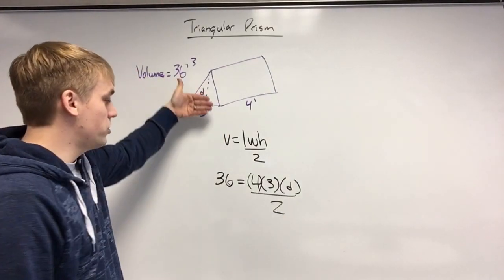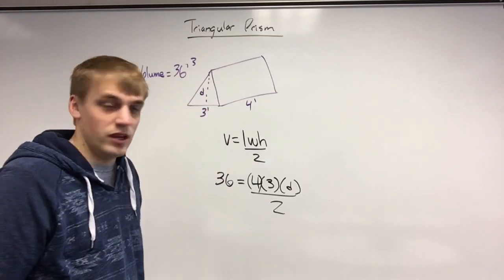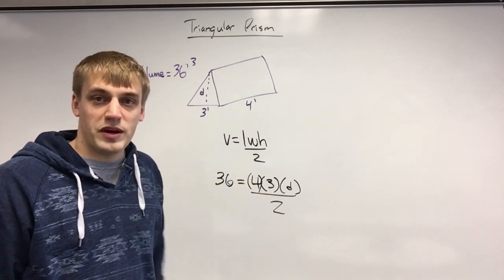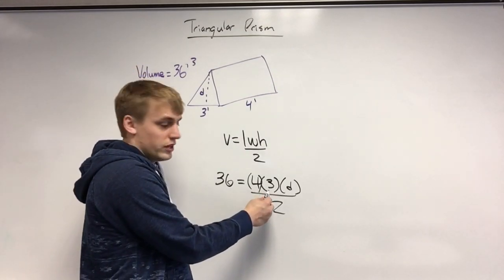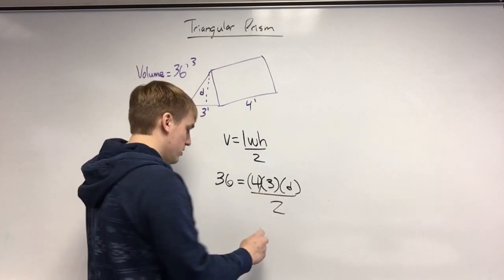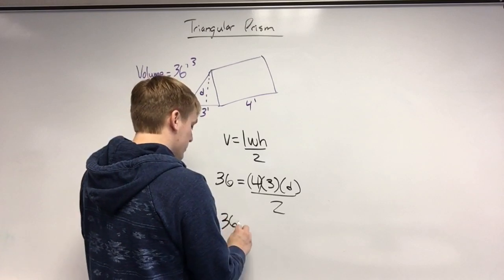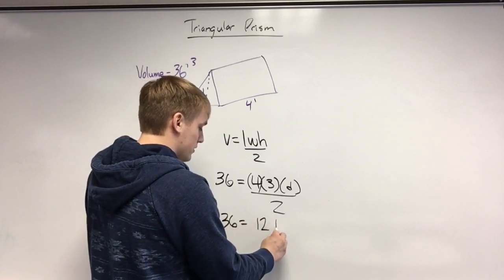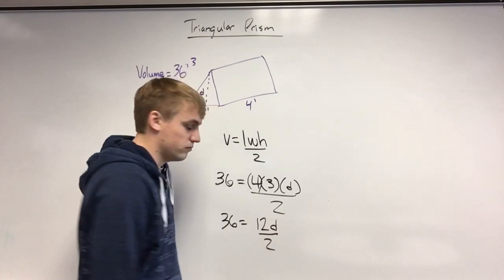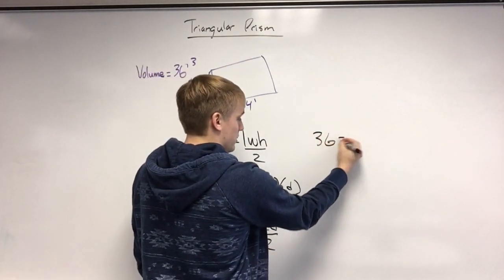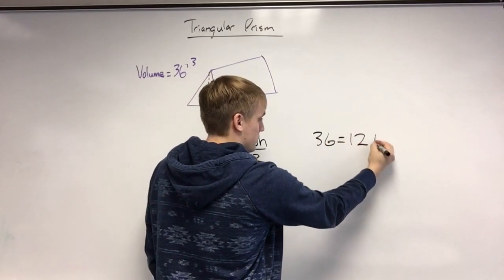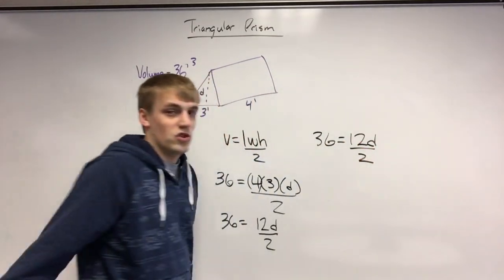It doesn't matter which one you're missing. You're going to do it the same way every time. It's just that the letter might be in a different spot. Okay, so when you take 4 times 3, you get 12. And 12 times D is 12D. So you're going to get 36 equals 12D divided by 2. Okay, so I'm going to rewrite that up here. 36 equals 12D divided by 2.